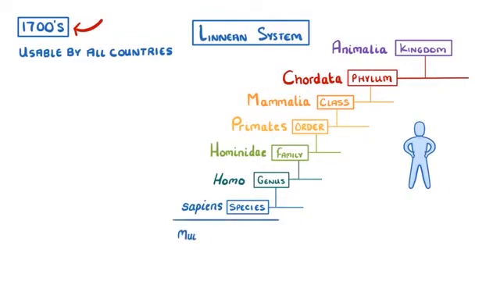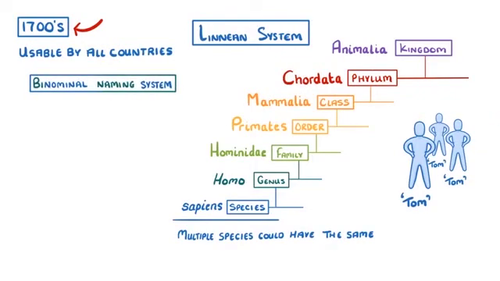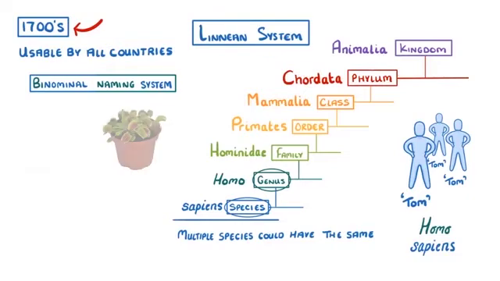But multiple species could have the same name, like Tom. So a binomial name system was derived, and this uses both the genus and the species. So we are Homo sapiens. The genus name always begins with a capital and the species name with a lowercase. So my pet Venus flytrap was Dionaea muscipula, or Betty as we like to call her. Now this system is still used today.